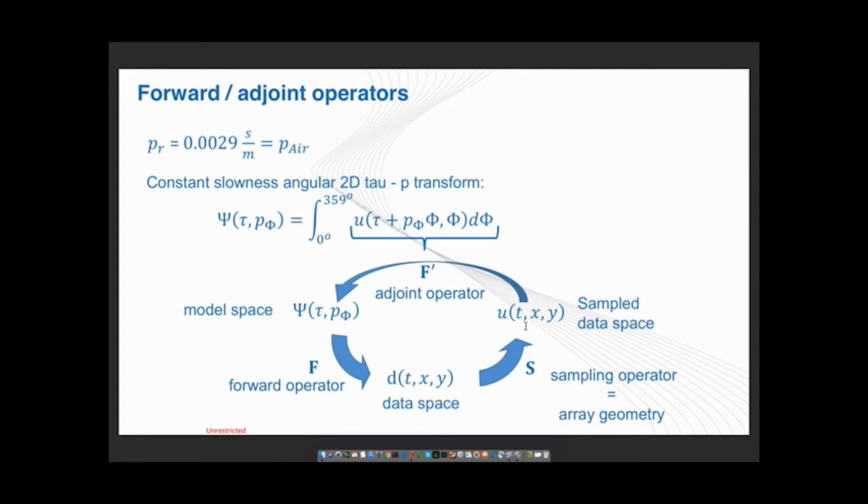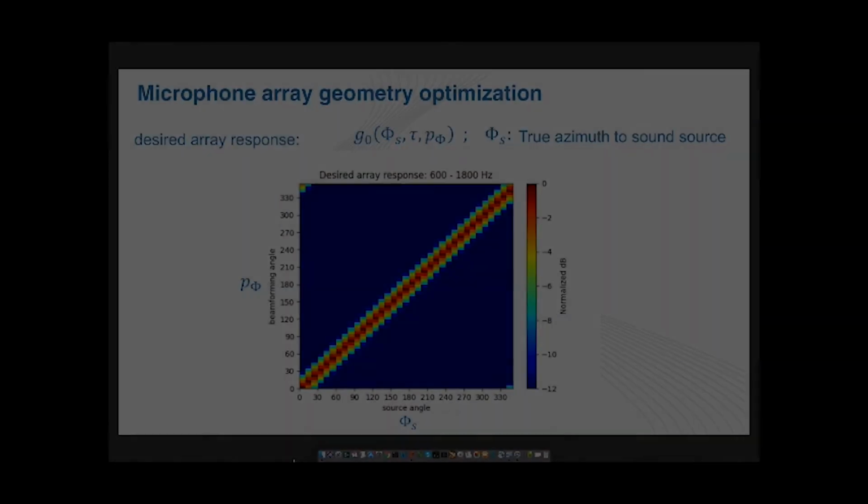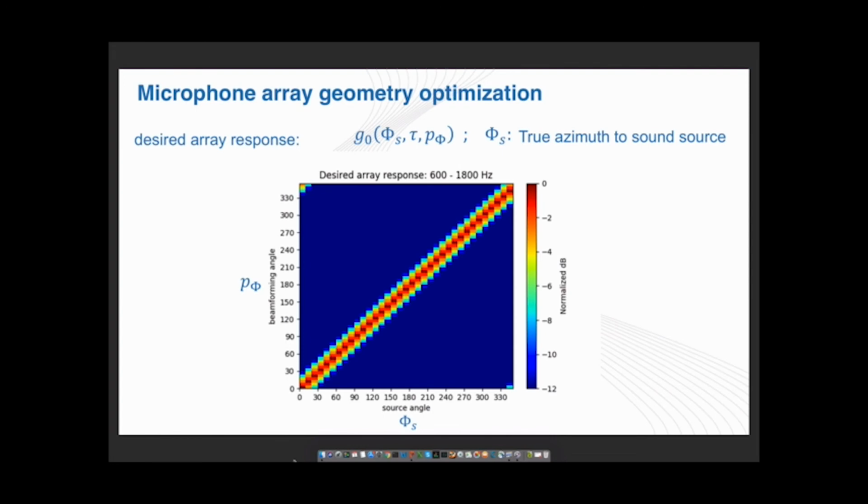Our data space is spatially sampled by an array. The wavefield data generated by the forward operator needs to be spatially sampled to produce the wavefield U. This is done by the spatial sampling operator S, and this operator is effectively the microphone array geometry. The objective of the microphone array optimization is to find an array geometry S that optimizes angular resolution in the tau.p space psi. Let's look at the elements we have for the optimization.